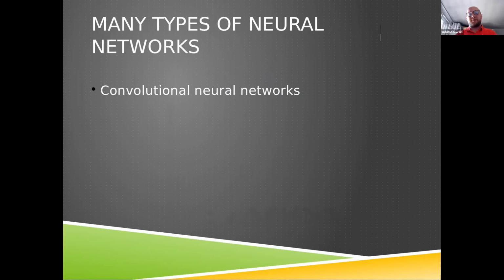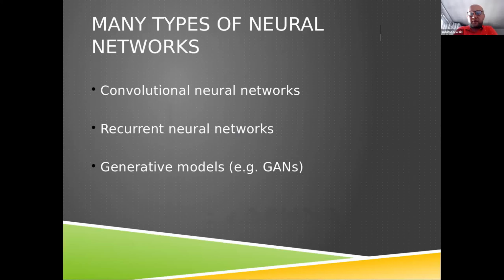So there are many types of neural networks. We have convolutional neural networks, recurrent neural networks. We have generative models, GANs, about some of which Jakub talked in the morning. However, this talk will be about convolutional neural networks, and that's what we're going to focus on. So let's go back to Pujan.